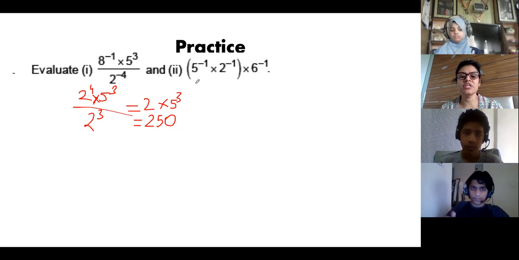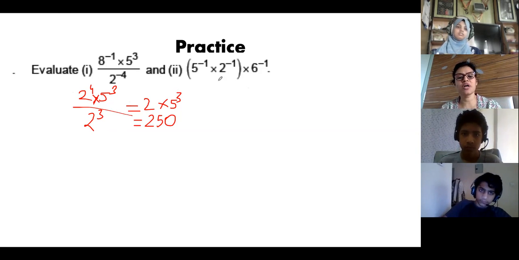Okay, this one is simpler. Safia, can you do this? 5 raised to minus 1 into 2 raised to minus 1. What will happen to 5 raised to minus 1? What will you do? First the bracket you have to solve, right? So what will you do here?